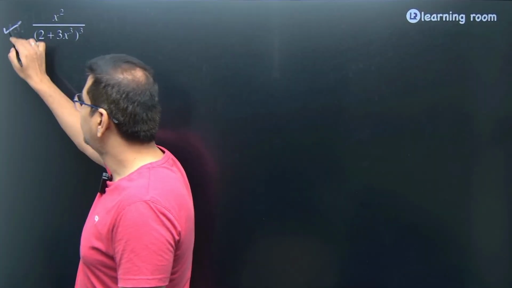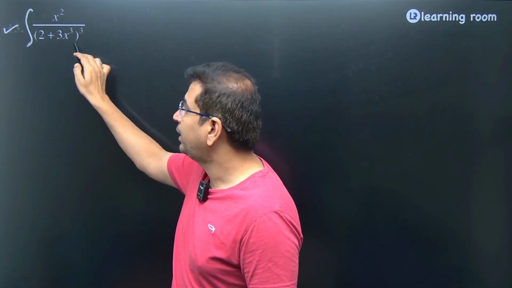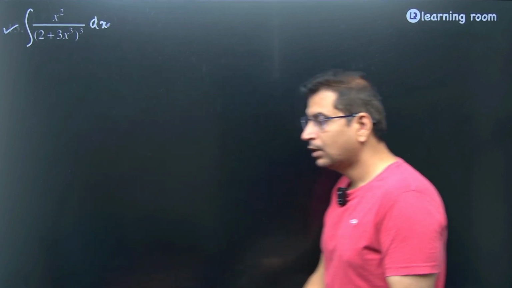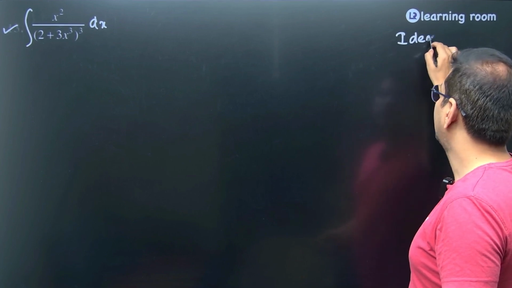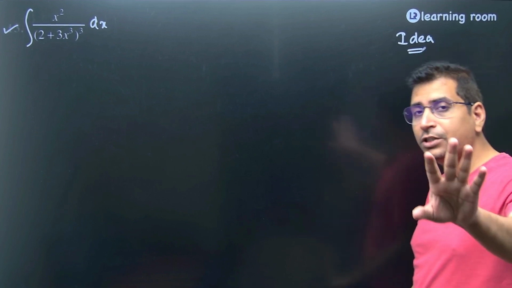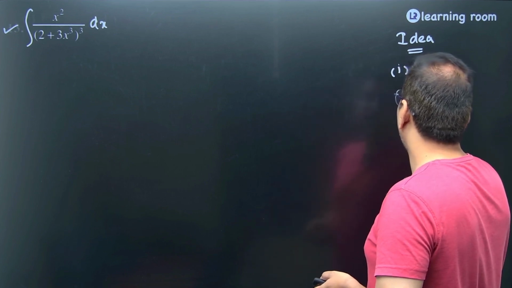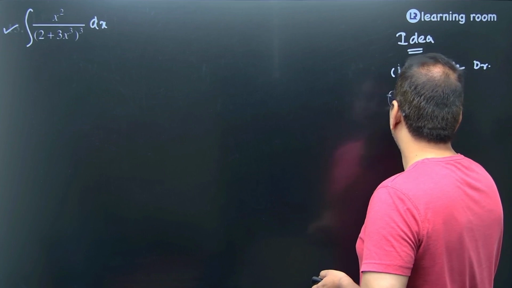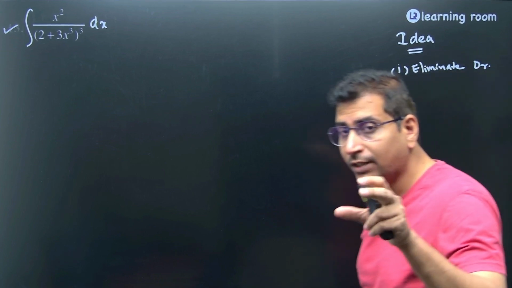Now the next question is the integral of x square divided by (2 plus 3x cube) the whole cube times dx. Okay, so here listen to the idea. The idea is, in integration, our job is to eliminate the denominator. First is eliminate the denominator. The second is you need to substitute a function as t, right?